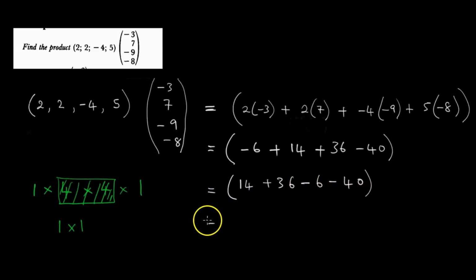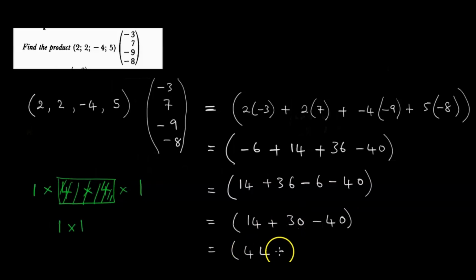And so this will be what? It's actually 14 plus 30, 30 from 36, minus 6 minus 40. What is 14 plus 30? 4 plus 0 and 1 plus 3. So it's 44 minus 40, which is equal to 4, like that. And that will be our answer. Since our answer is in brackets, we are allowed to just write that our answer is equal to 4. So that is how it is done.